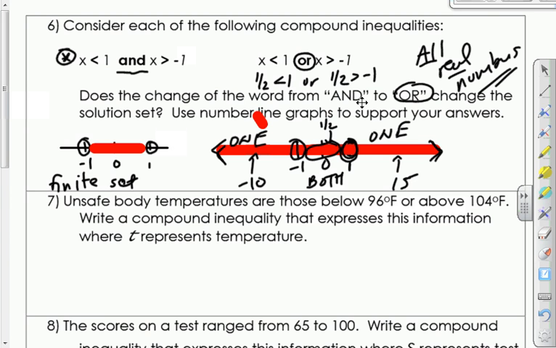So the solution set certainly does change quite a bit. We go from a finite set of numbers to all real numbers.